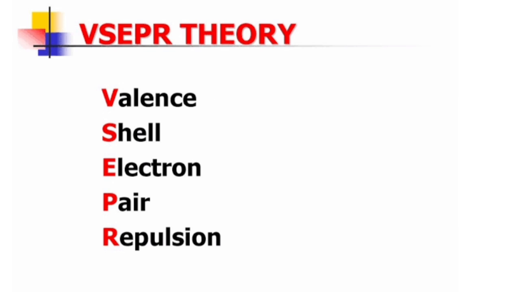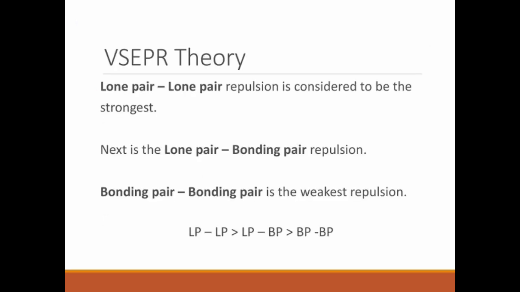Lone pair-lone pair repulsion is considered to be the strongest. Next, lone pair-bond pair repulsion is second. Third, bond pair-bond pair repulsion is the weakest. These repulsions determine the angles formed around the atom.